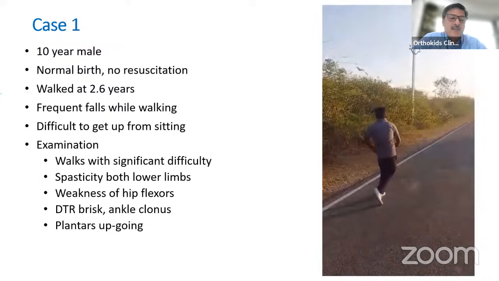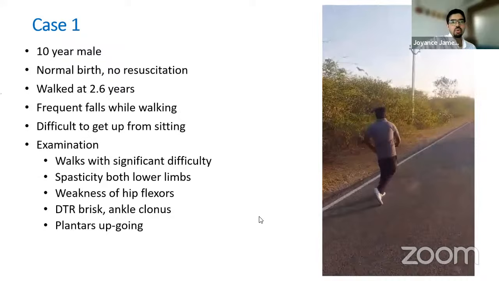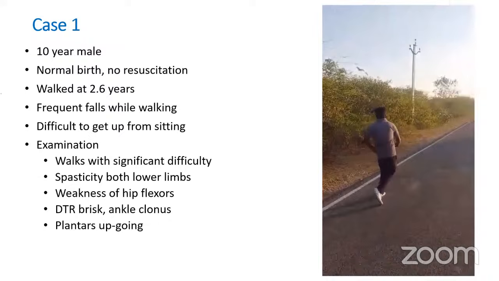Any other thought or comment from anyone? Please, this is an interactive thing. Sujit, why do you think this is HSP, hereditary spastic paraparesis? Based on the family history, with this spasticity and brisk DTR and ankle clonus, I thought it could be HSP, sir, if the MRI was normal.